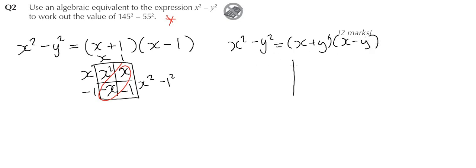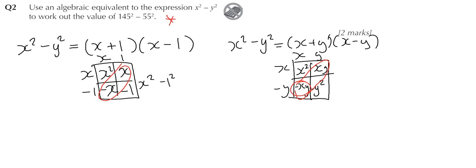And again, do the grid. x plus y, x minus y. x times x is x squared. x times y, xy. Minus y times x, minus xy. Then you remember I said about writing these out alphabetically so you can work out which ones are like terms. Minus y times y gives us minus y squared. We'll collect our like terms. A minus xy and a plus xy, they cancel, so that's x squared minus y squared, which is what we wanted.